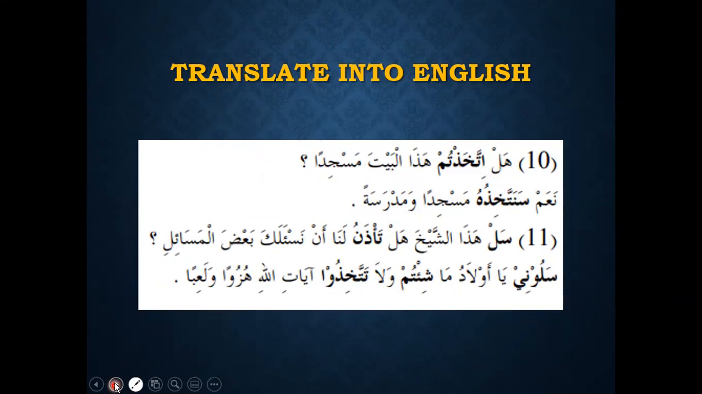Sell, ask, this sheikh. Ask or sell, both ways are fine. This teacher, this sheikh, this elderly man: هل تأذن لنا أن نسألك بعض المسائل? Would he allow us? Ask the sheikh, would you allow us that we ask you some questions, some queries that we have? سلوني يا أولاد, ask me. Sal, the plural of that is salu, saluni, oh you sons, oh boys, just ask me ما شئت, whatever you want.